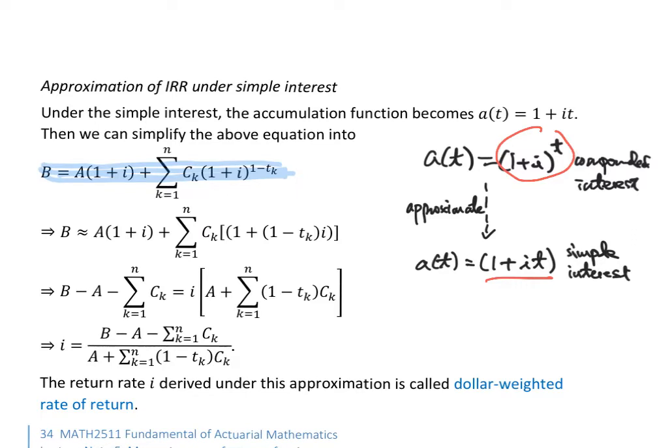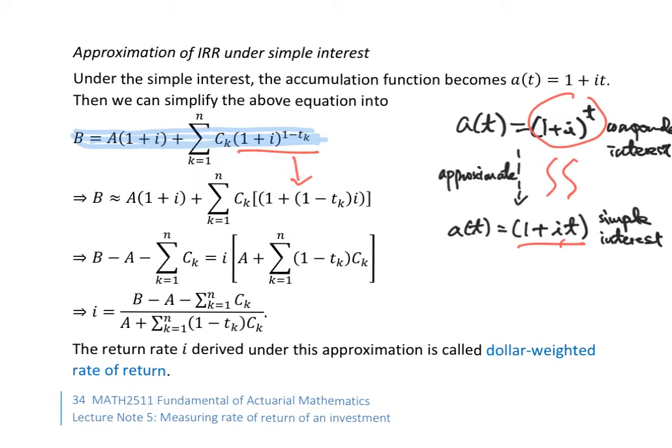Now for the first term we only have 1 + i, so this one does not matter very much. But for the second term, we have (1+i)^(1-tk), which is a little bit tedious. So what I'm going to do is adopt this approximation and approximate this into 1 + (1-tk) times i, which is the simple interest. Given this, the resulting equation now becomes just a linear equation for i, which we can easily solve analytically.